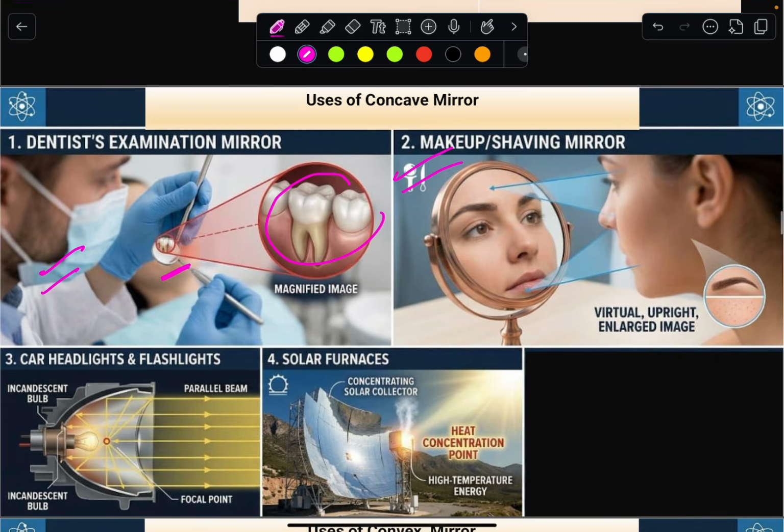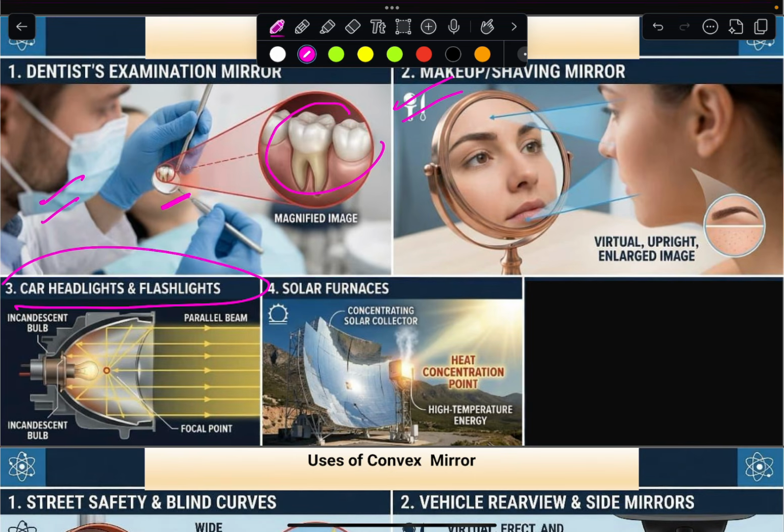But here also same case, but a car headlight. So what is happening? The light is coming, okay. Now after reflection, they are passing through the focus. When they are passing through the focus, beta, they become parallel to the principal axis. That thing we are using here. Okay. But we have one more use in the book. That is a solar cooker.